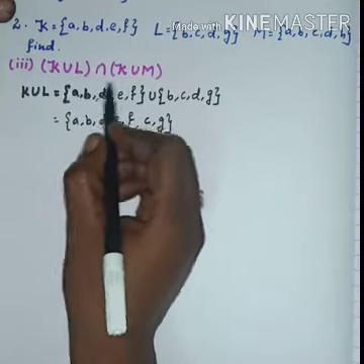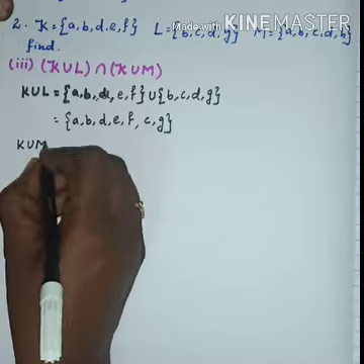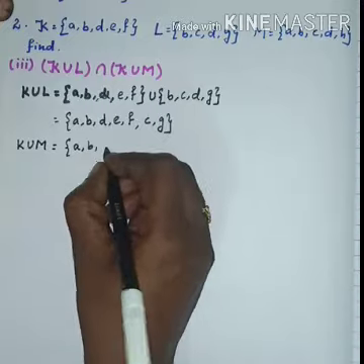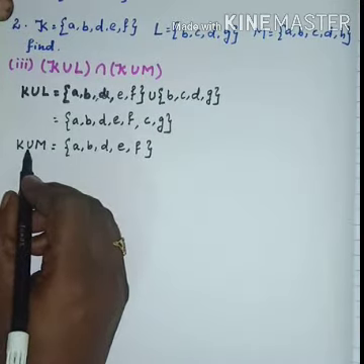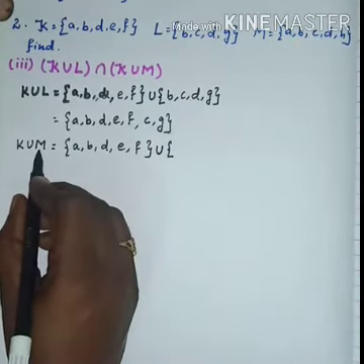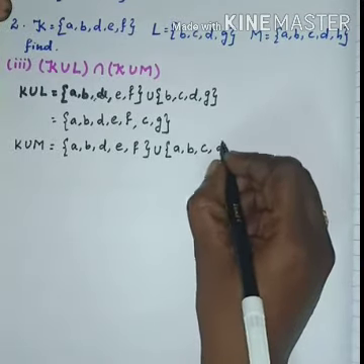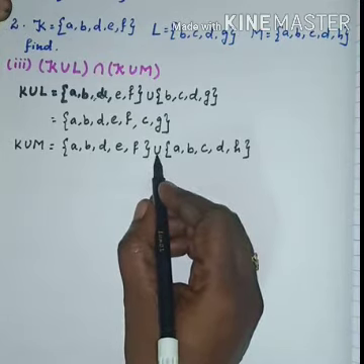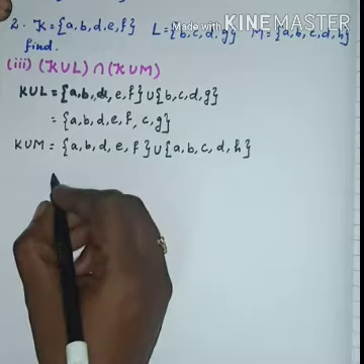And then next we have to find K union M. So K union M is equal to, what are the elements of K? Nothing but A comma B comma D comma E comma F, and then what is the symbol here? Union. So put the union symbol, and then M. What are the elements of M? A comma B comma C comma D comma H. So once again the union symbol is here. Union means we have to combine these two sets' elements together.